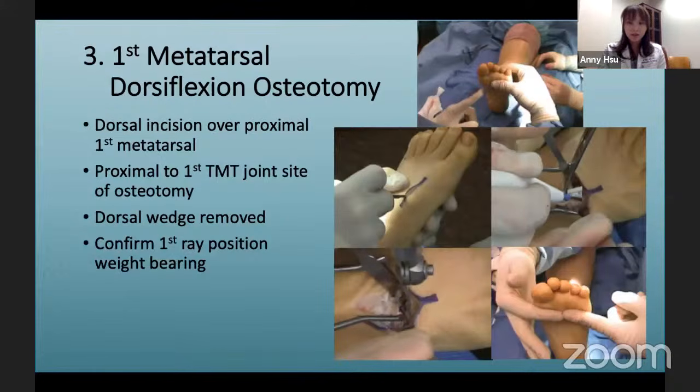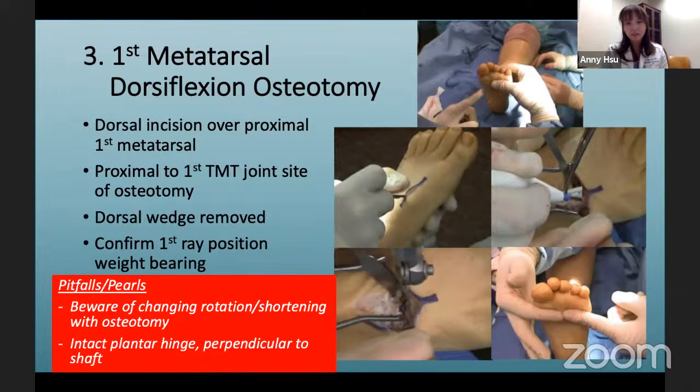And this can vary based on your choice of fixation, plates versus screws. And a dorsal wedge is removed to elevate the first ray, and you can confirm by checking a weight-bearing or simulated weight-bearing position in the OR to see if it's now an even correction. Now, this is a very small bone and sounds very easy, but there are a lot of things that can go wrong.